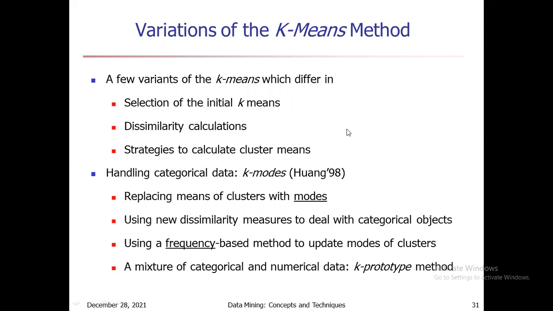Next, handling categorical data, which is called k-modes. K-modes replaces the means of clusters with modes, uses new dissimilarity measures to deal with categorical objects, and uses a frequency-based method to update the modes of clusters. For a mixture of categorical and numerical data, there is the k-prototype method. So in that way we have some variations of k-means for handling categorical data and for the variants.